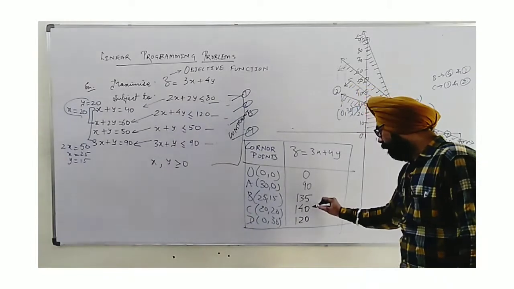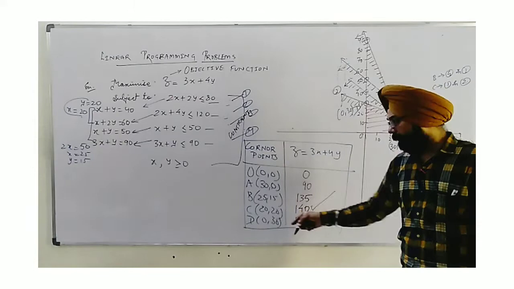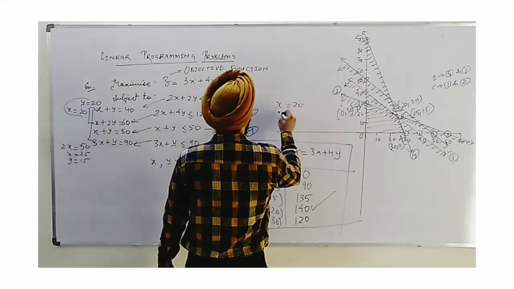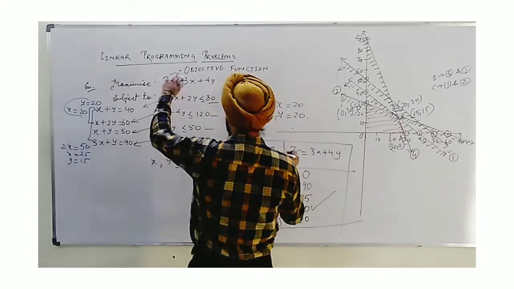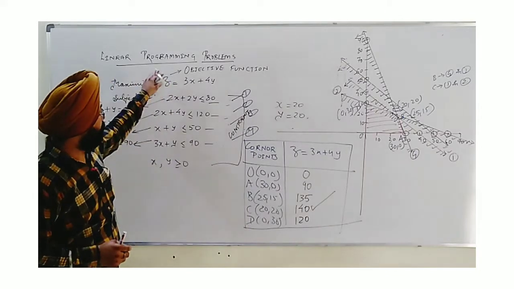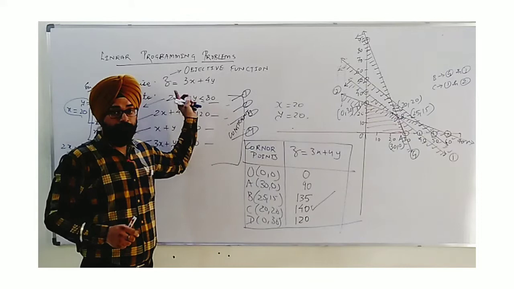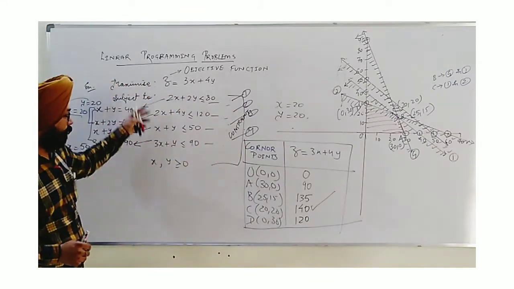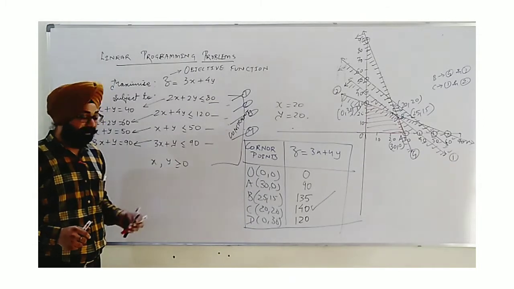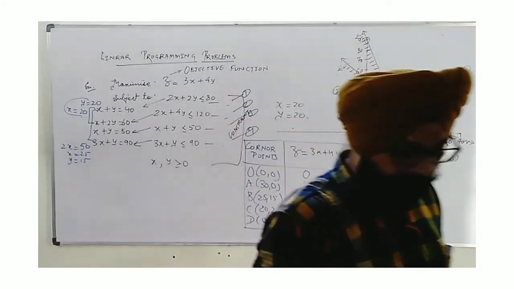Now we see that 140 is the maximum value of z, and for the point 20, 20, our target is over. Point x equal to 20, y equal to 20 gives us the maximum value of z. So this is known as a linear programming problem and its solution. This is the way to solve when you are given an objective function and some constraints. This is the method to maximize or minimize the objective function. Now we'll see the next question.